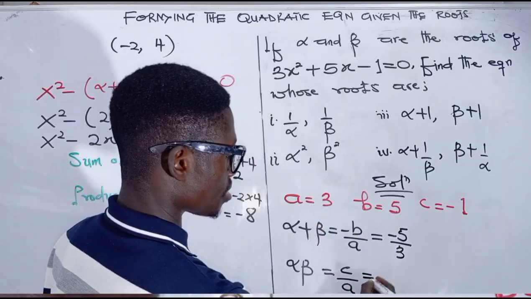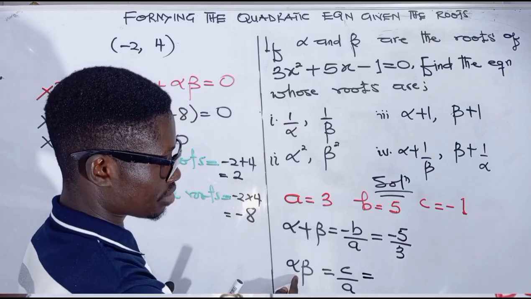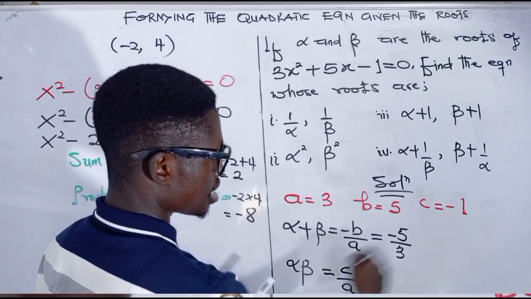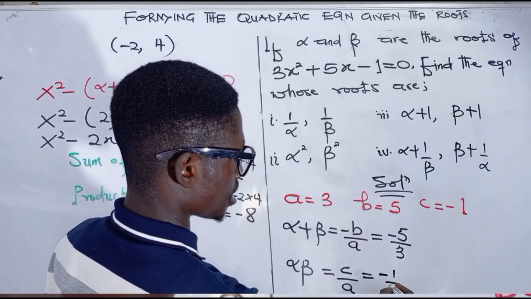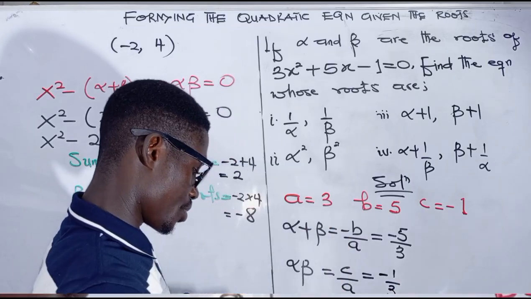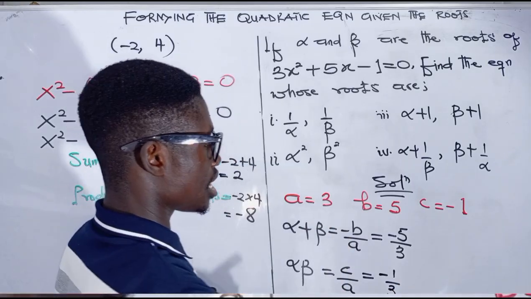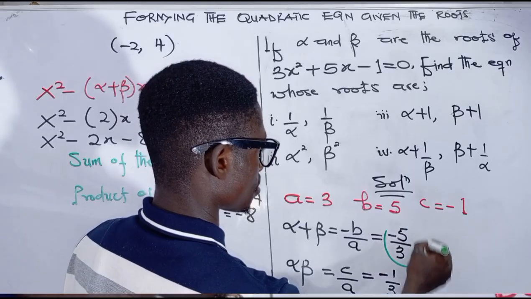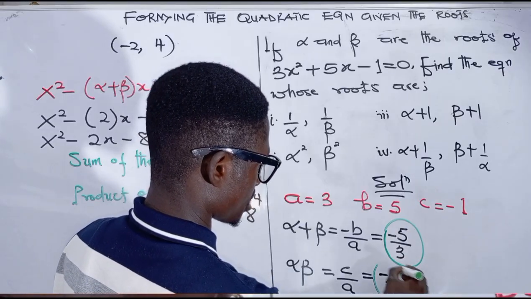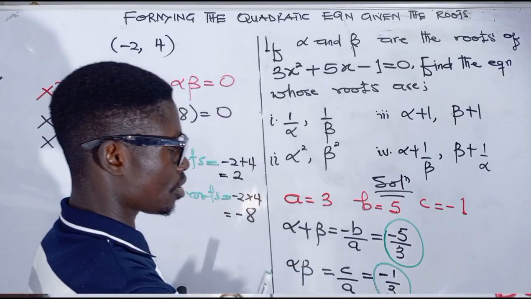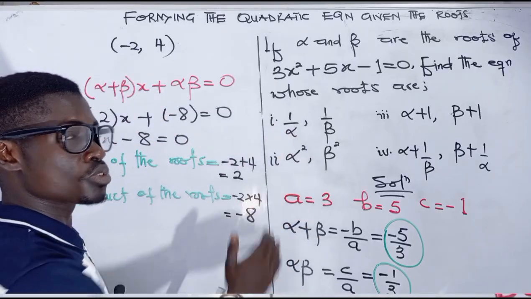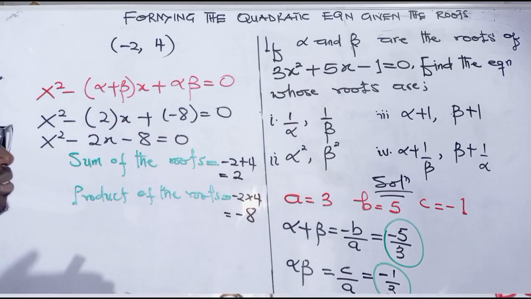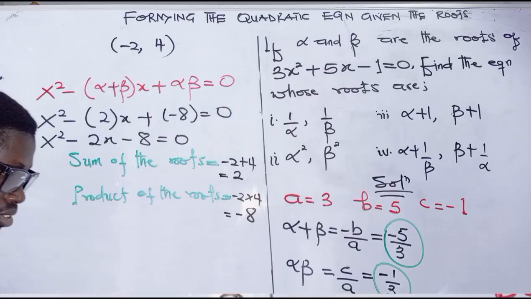And then we move on to the product of the roots. For the product of the roots, we have c over a, so c is -1 all over a, which is 3. So we have the sum of the roots and then the product of the roots. So once we know all of this, what we have to do is pick each of the roots and solve for our sum of the roots and then our product of the roots.